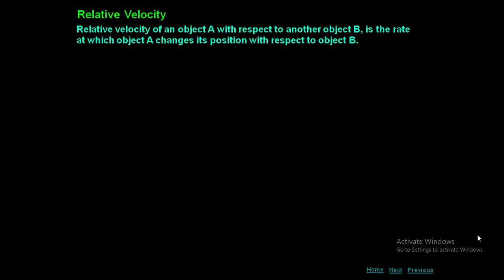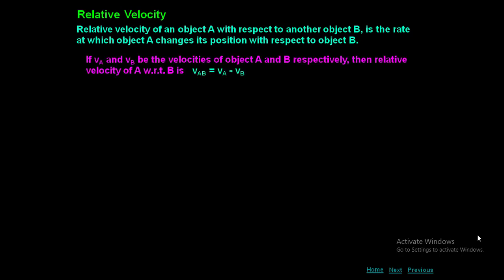I repeat, relative velocity of object A with respect to another object B is the rate at which object A changes its position with respect to B. Suppose VA and VB are the velocities of objects A and B respectively, then the relative velocity of A with respect to B is given as VA minus VB. Similarly, if you want to find the relative velocity of B with respect to A, then VBA is equal to VB minus VA.